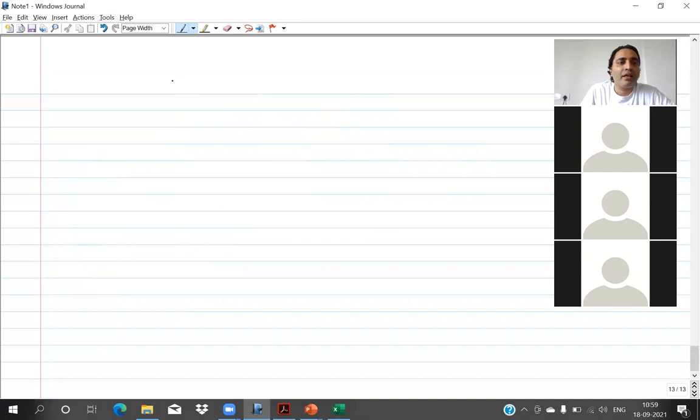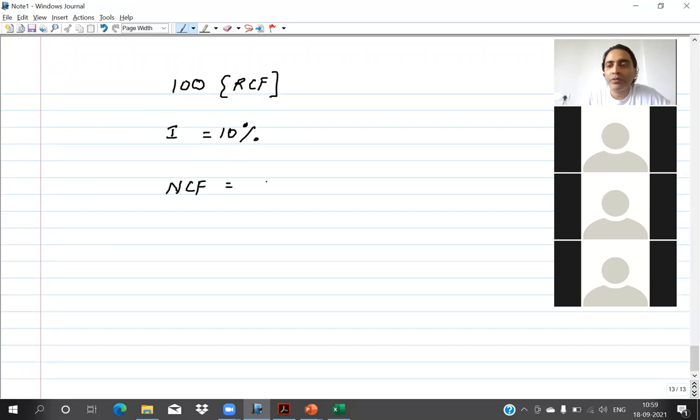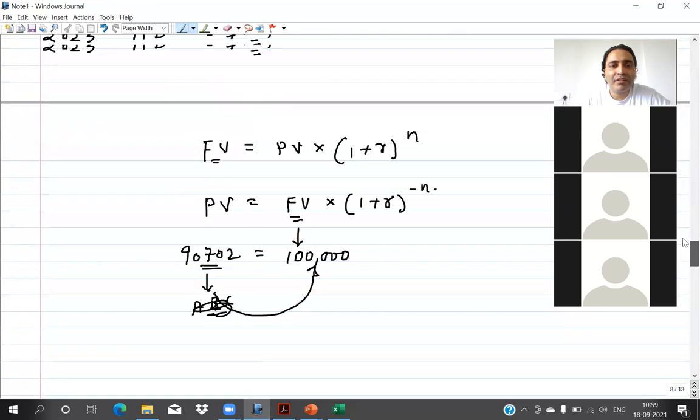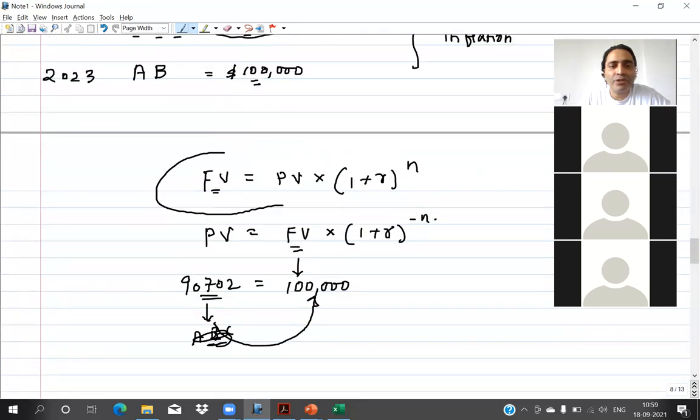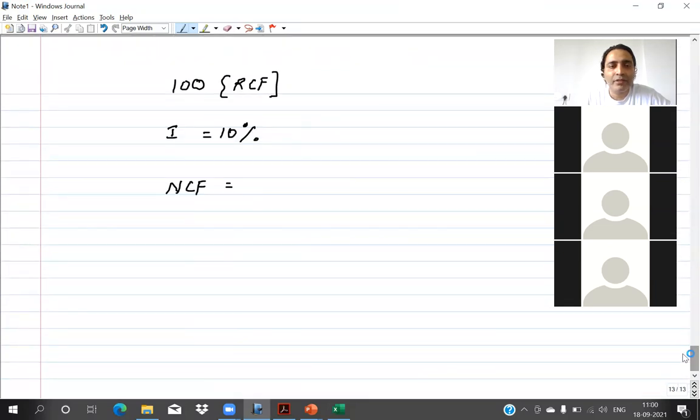ठीक है. अगर मैं आपको nominal cash flow देता हूं 100, sorry real cash flow देता हूं, this is RCF, real cash flow is 100 and inflation rate is 10%. What will be the nominal cash flow? सिंपल फॉर्मूला. कौन सा? ये वाला फ्यूचर वैल्यू वाला फॉर्मूला यूज करते हैं. ठीक है. आर यू अंडरस्टैंडिंग? सो व्हाट विल बी द नॉमिनल कैश फ्लो आफ्टर 1 year?